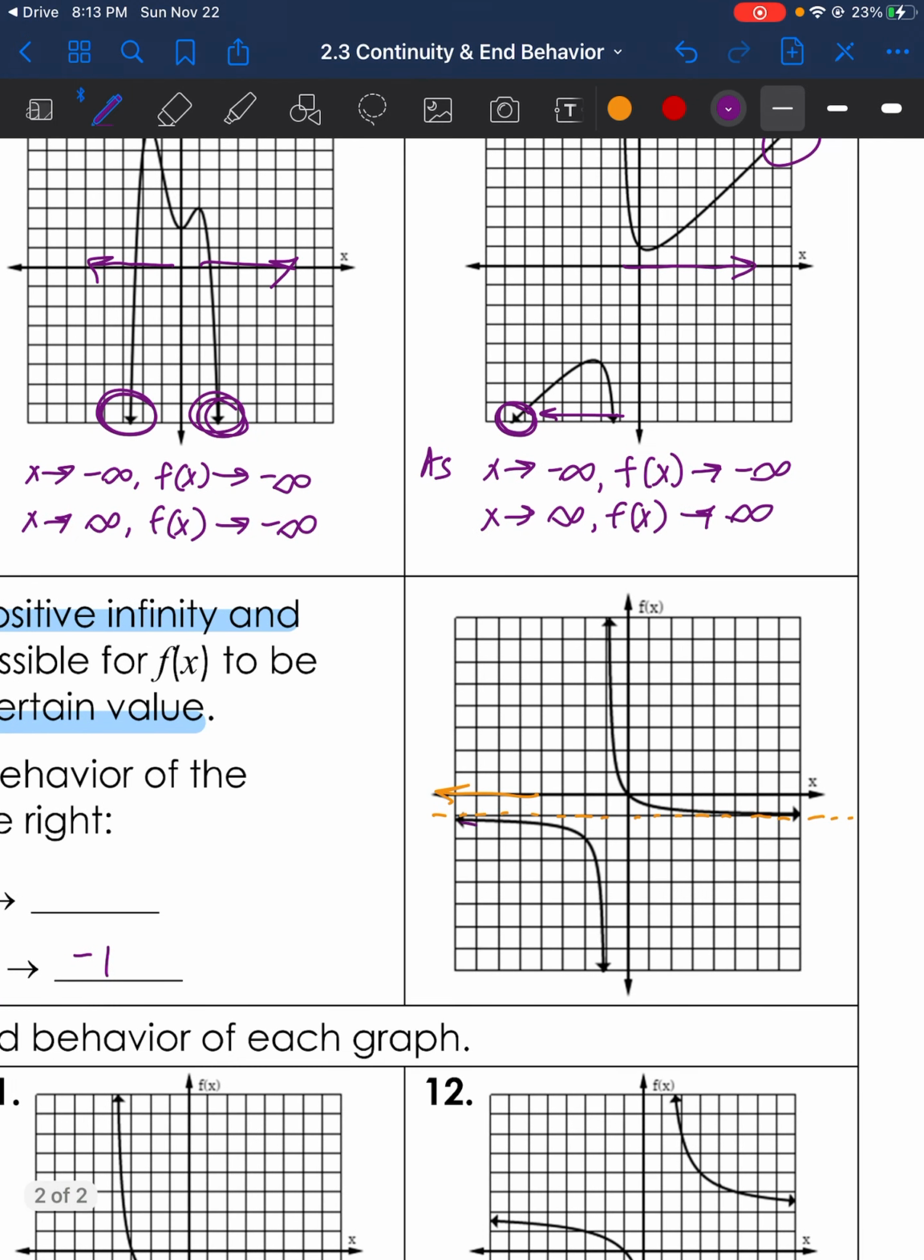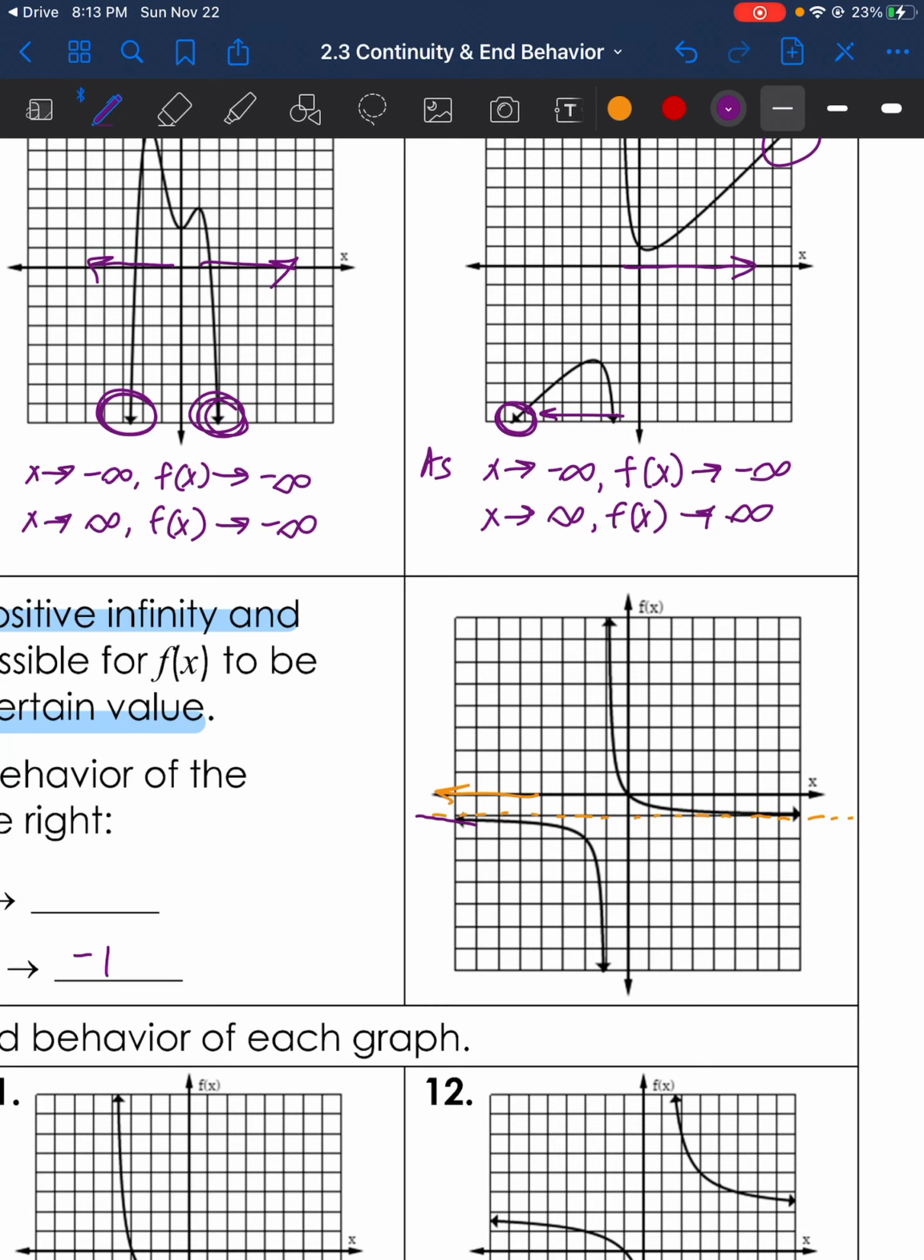Okay, so it's just going to get closer and closer to this asymptote. And that's really the only direction that it has. It's just going to get closer to this one value. It's never going to go to -infinity or positive infinity. It's just going to get as close as it can to -1 forever.